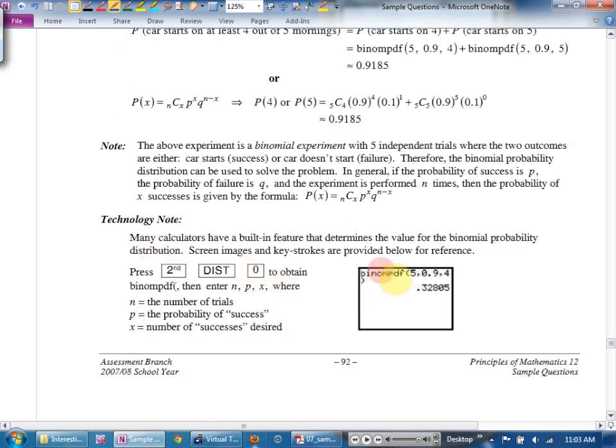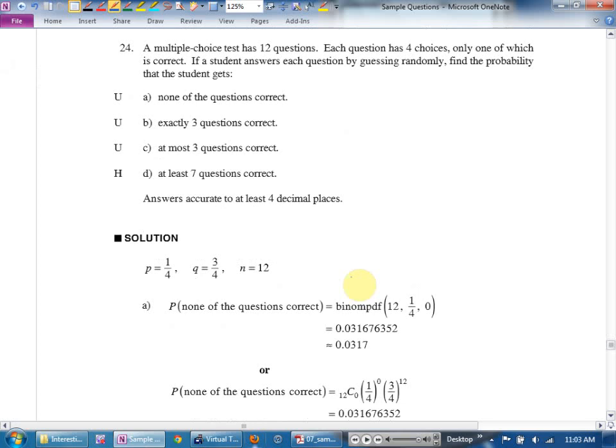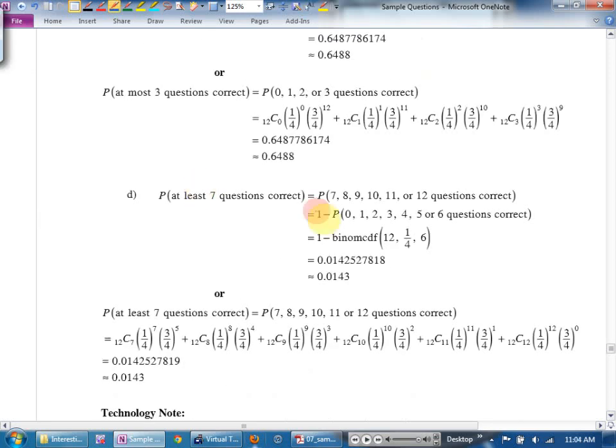So a multiple choice test has 12 questions. Each question has 4 choices. Will the odds ever change, or is it always 1 out of 4? This is binomial. What do they get? None of the questions. That's considered a basic understanding. Here's a higher order: at least 7. At least 7 means 7 or 8 or 9 or 10 or 11 or 12. And you could do each of those. The easier way to do at least 7 would be 1 minus 6 or less. 1 minus binomial CDF of 6 or less. Because if you lose 6 or less, whatever's left must be 7 or more. Okay?